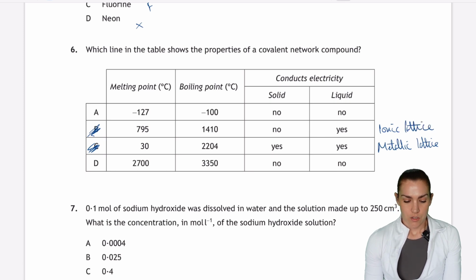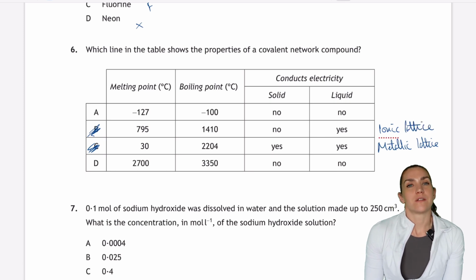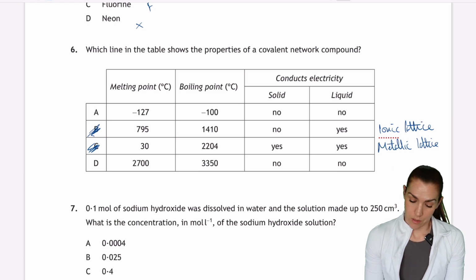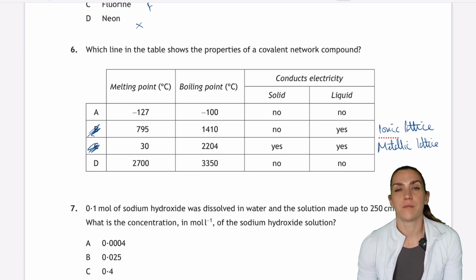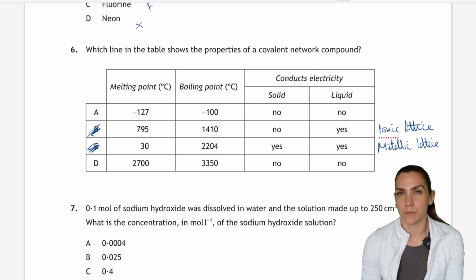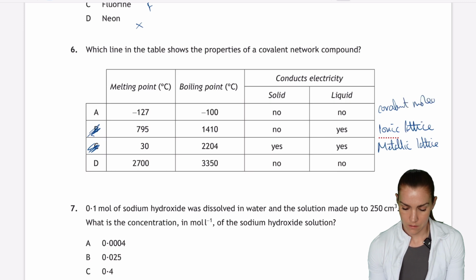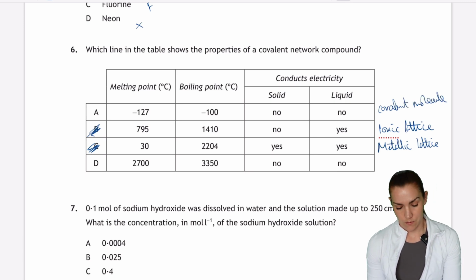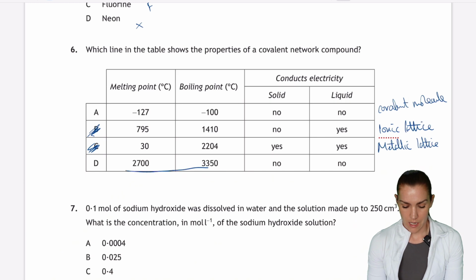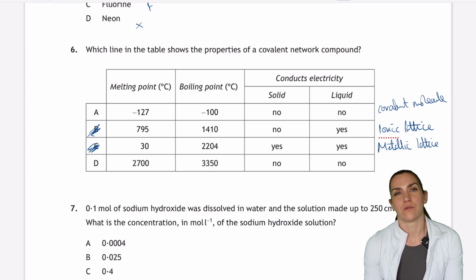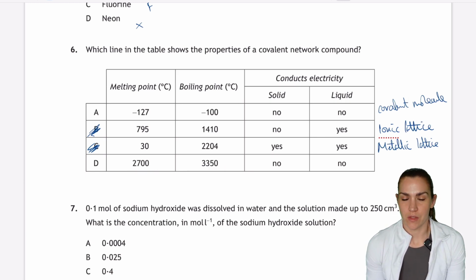So then to decide between the 2 covalent substances, one will be a covalent network, the other will be a covalent molecule. The covalent molecule is the one with the really low melting and boiling points. So that means A would be the covalent molecule. And D then would be the covalent network because it's got the very high melting and boiling points. Covalent networks tend to have melting points above 1000 degrees.